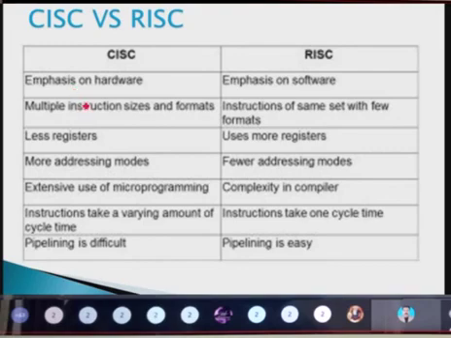CISC puts emphasis on the hardware, RISC puts emphasis on the software. Here multiple instruction sizes and forms. Here instructions of the same format. Here fewer registers are used. Here we are using more registers. Here more addressing modes we are using. Here fewer addressing modes. Here extensive use of microprogramming. Here complexity in the compiler. Instructions take a varying amount of cycle time. Here the instruction takes 1 cycle time. Here pipelining is difficult, and here pipelining is easy.